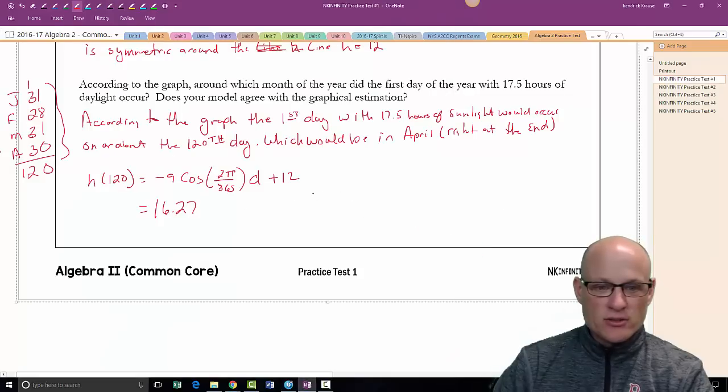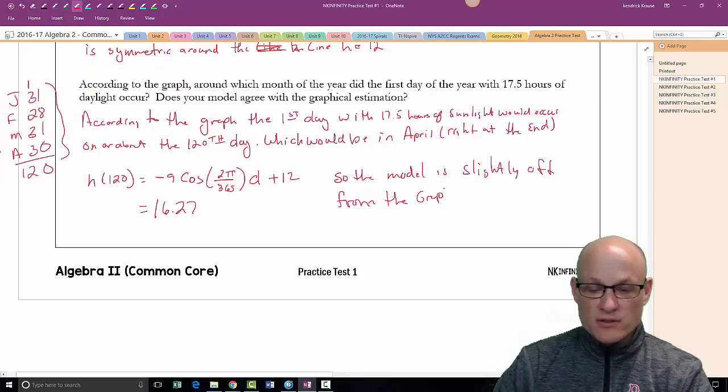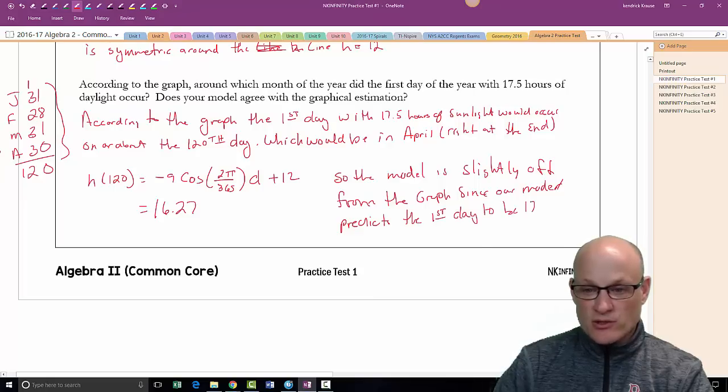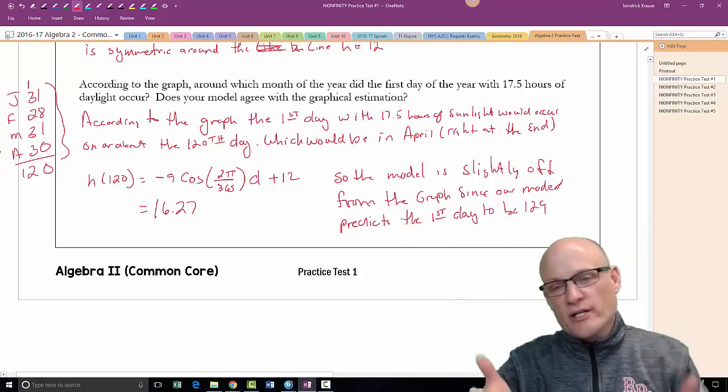So our model is slightly off from the graph, since our model predicts the first day to be 129. Close enough. Really, we just wanted you to get some really good practice looking.